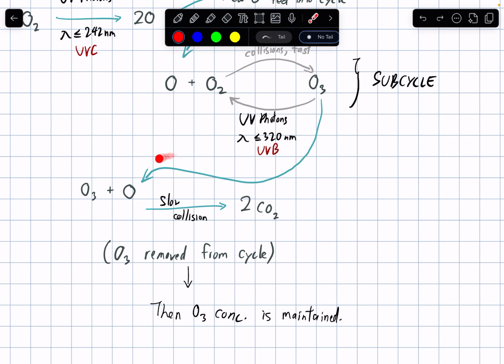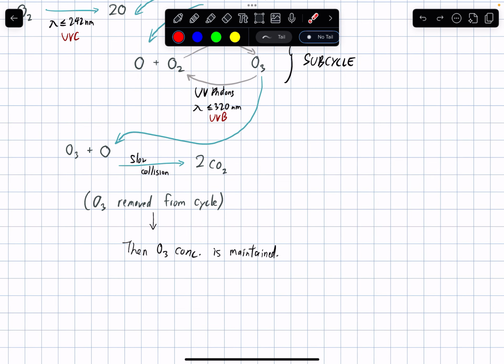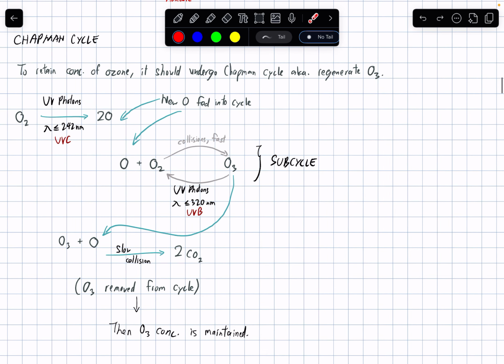The ozone, where did this come from? O3 plus atomic oxygen. So there, a slow collision happens and we get two carbon dioxide molecules. And yes, the end point here is that the O3 is removed from the cycle, and yes, as a consequence, ozone concentration is maintained. This is what happens in nature.